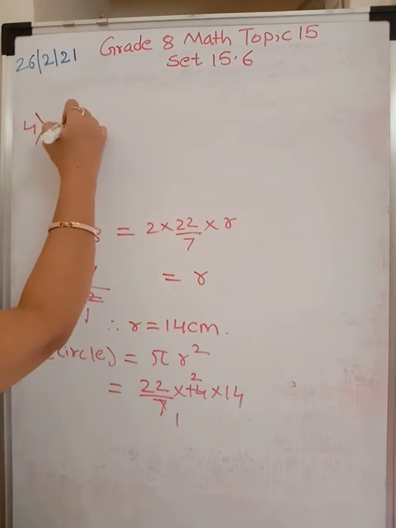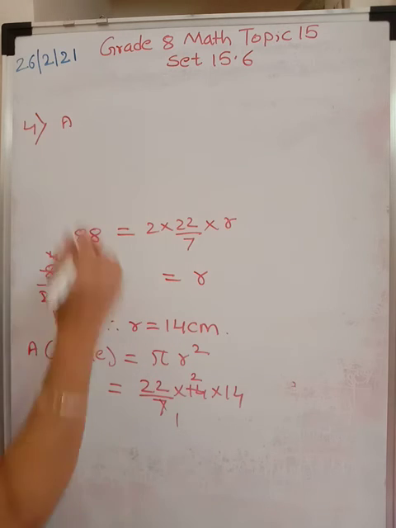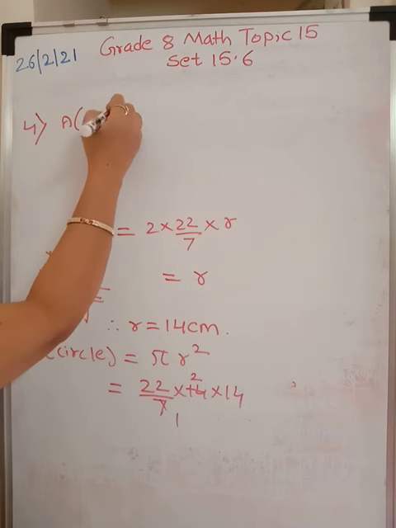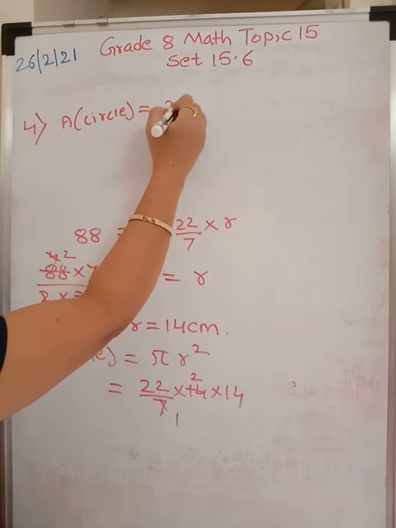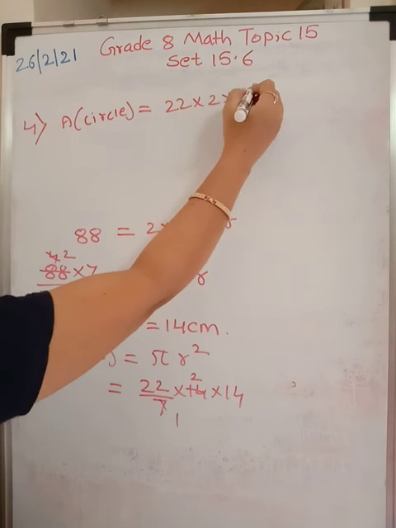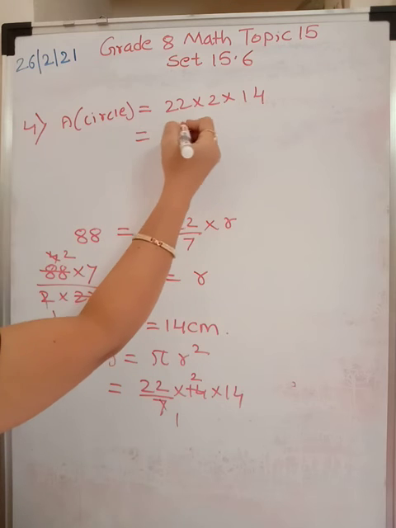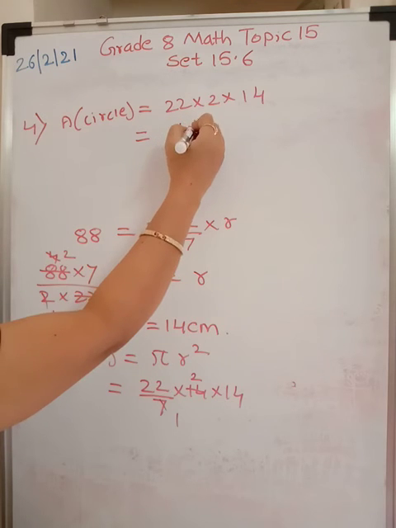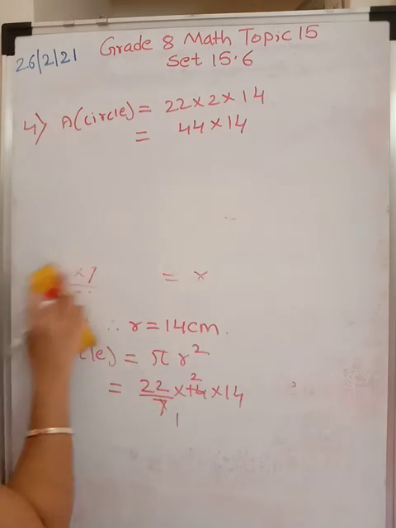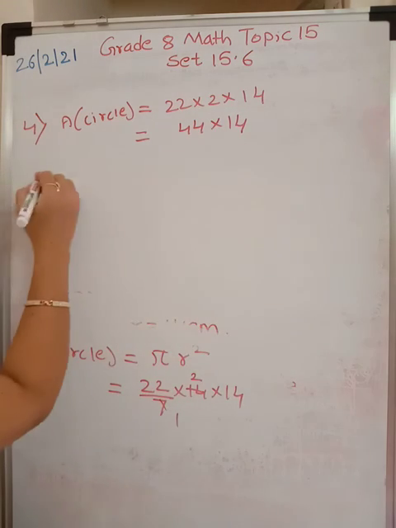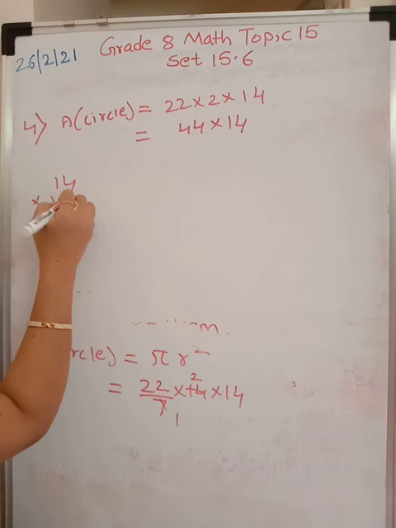So we have area of circle. We are left with what? 22 into 2 into 14, which is equal to 22 into 2 is 44 into 14. Let's quickly do the multiplication and see what the answer is. So we are going to multiply 14 by 44.